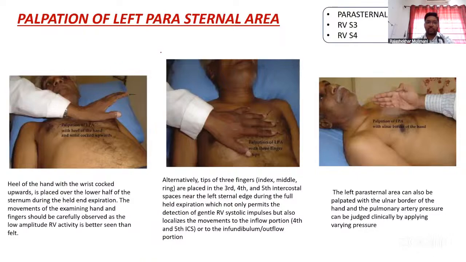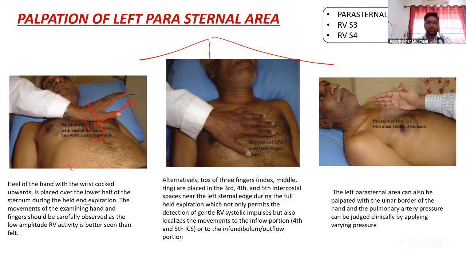Next, coming to the palpation of the parasternal area. There are various methods to palpate the parasternal area, that is parasternal heave or impulse. First, you can use the heel of the hand with the wrist cocked upwards like this, as the heel of the hand is very sensitive. You need to keep this hand in the lower half of the sternum during the breath held in inspiration.